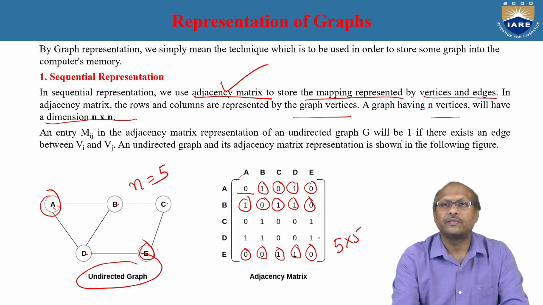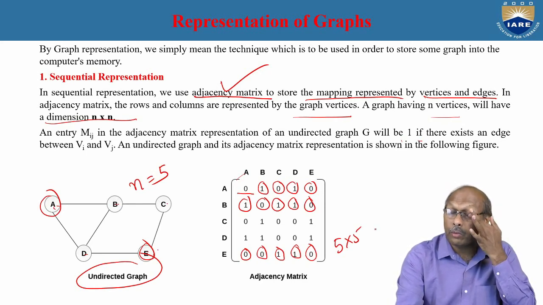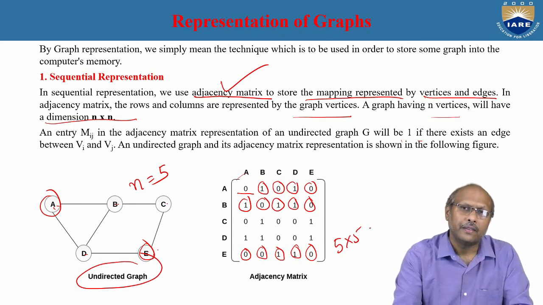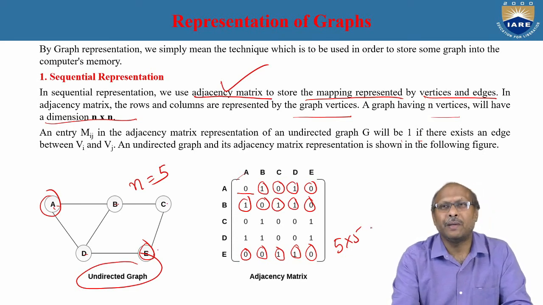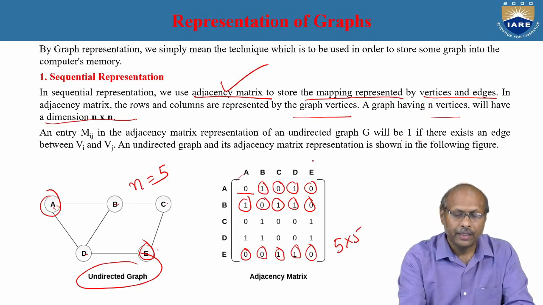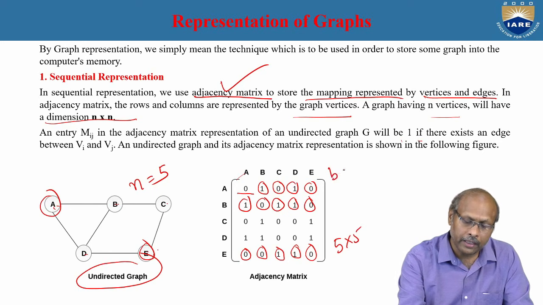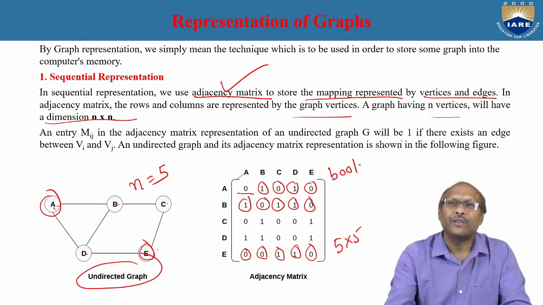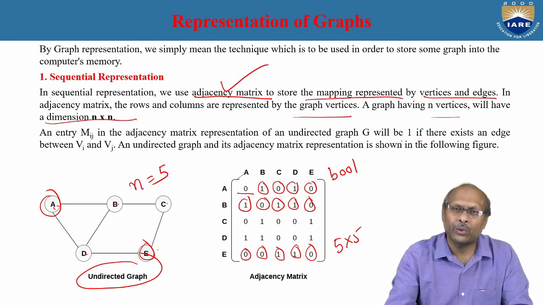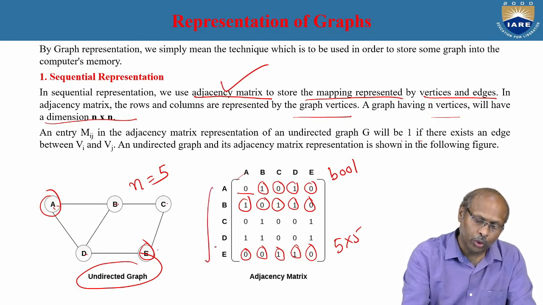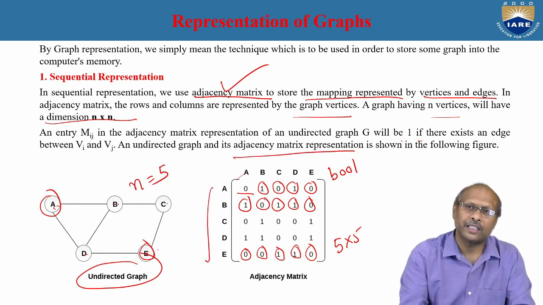Okay. So this way you are able to represent the graph using an adjacency matrix. Remember, the adjacency matrix is also known as a Boolean matrix, because the values are only zeros and ones. 0 indicates no connectivity between the nodes. 1 indicates there is a connectivity between two nodes. So this will be maybe source, this will be destination. Source and destination.